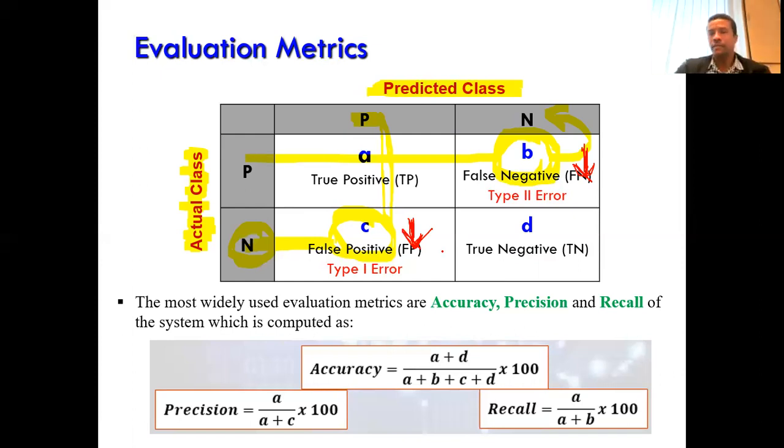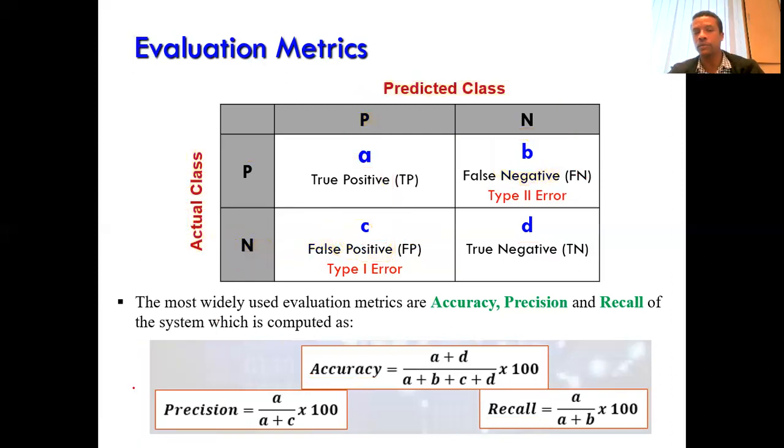Once you have calculated or counted A, B, C, and D, then you can come up with these 4 different measures of evaluation or metrics of evaluation. You can calculate the accuracy of your program, the precision of your program, and the recall of your program. I believe you remember what precision and recall are from your information retrieval course, either at undergraduate level or even at a graduate level. Precision and recall are the most common evaluation metrics that we use in information retrieval.